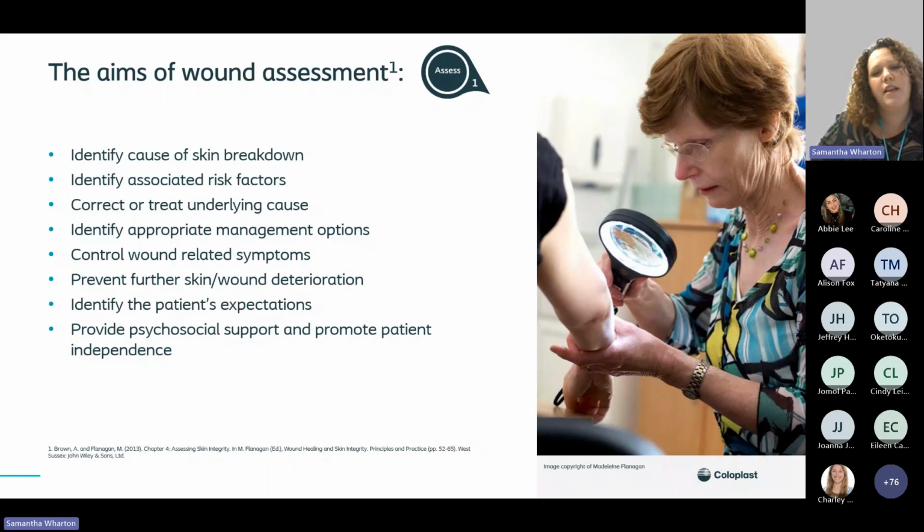So again, if we're thinking about our leg ulcers, we need to be getting that patient into compression therapy if that's what's needed. If they've been identified as having a venous leg ulcer, they need that strong compression, therefore treating that underlying cause. Identify appropriate management options. So not everybody can have the gold standard, maybe because of other comorbidities, but we need to look at what those options are.